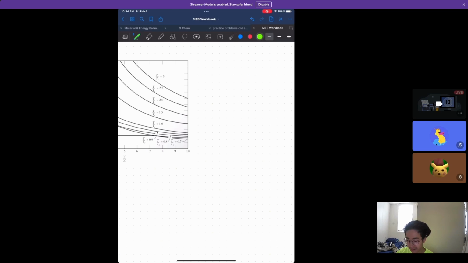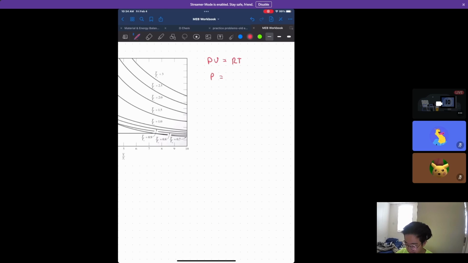The ideal gas law is PV equals RT, where n is equal to 1. We assume that it's 1 mole of gas, so we are not so much concerned about how the moles change. Bring V to the other side, P equals RT over V. Okay, and let's start making the corrections that van der Waals did.